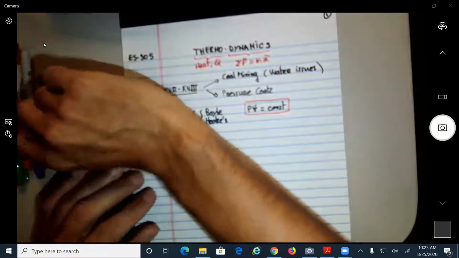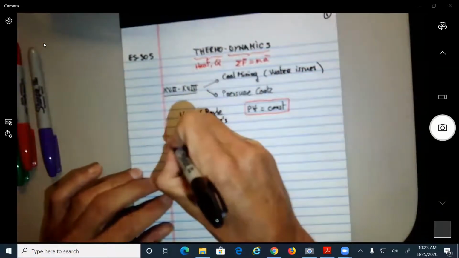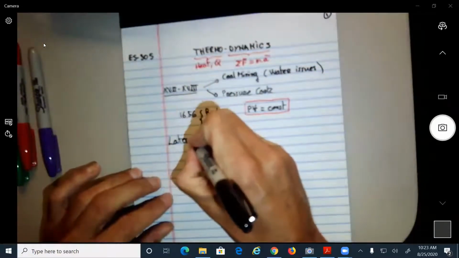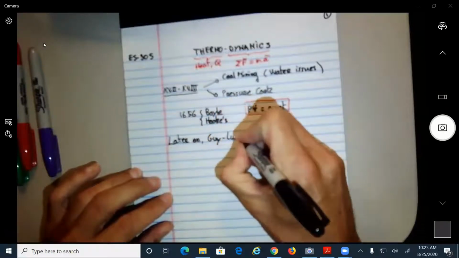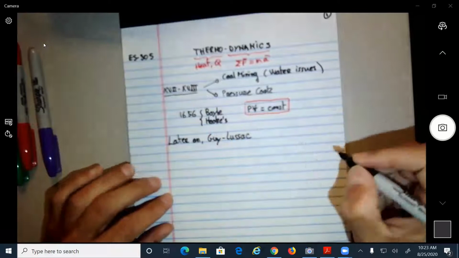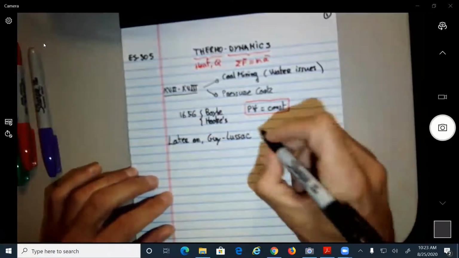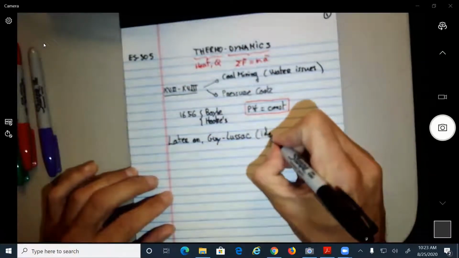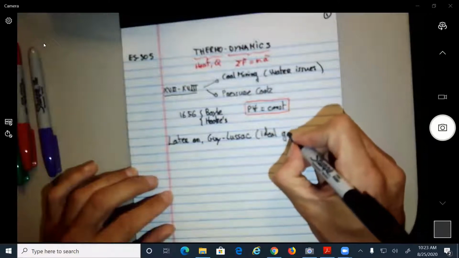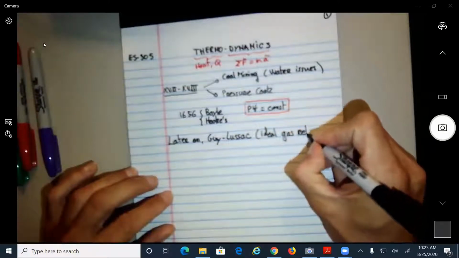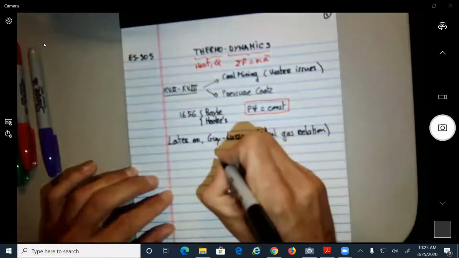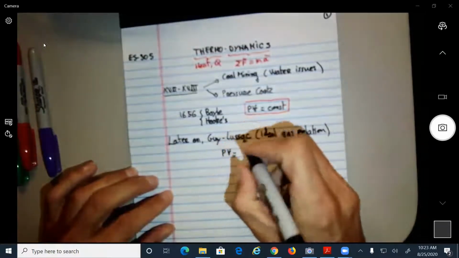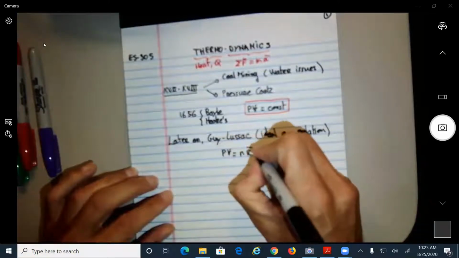Okay. Later on, based on that, a French guy called Gay-Lussac developed what is known as the ideal gas relation, meaning that PV equals nRT.